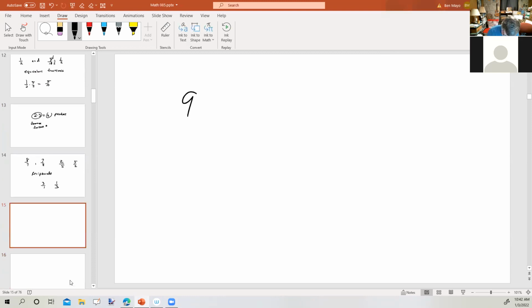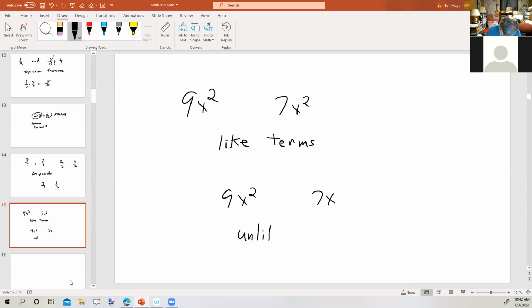How about this? If we have 9x squared and 7x squared, those are called like terms because they have the same variable raised to exactly the same power. Now, if we had 9x squared and 7x, these are unlike terms. Even though they contain the same variable, they're different powers of the variable, so they are not like terms. Okay.